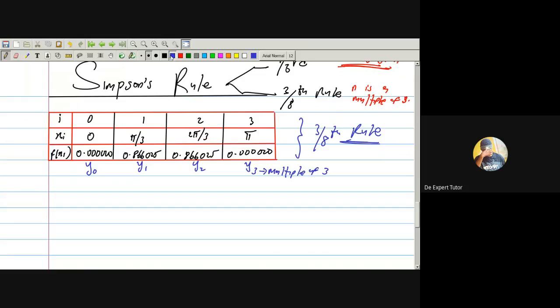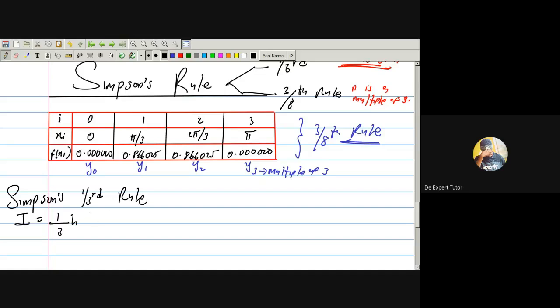So we are using the 3/8 rule here, but let me tell you how to remember the two rules. Let me write the two rules here. Look at Simpson's one-third rule. The integral I is equal to 1 over 3 times h. If it is the 3/8 rule, you say 3 over 8 times h. You understand?